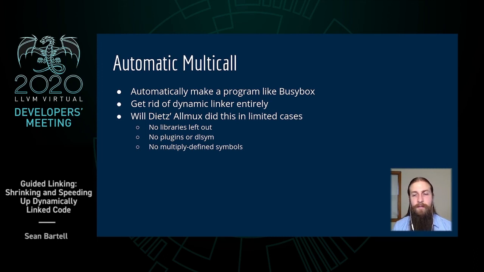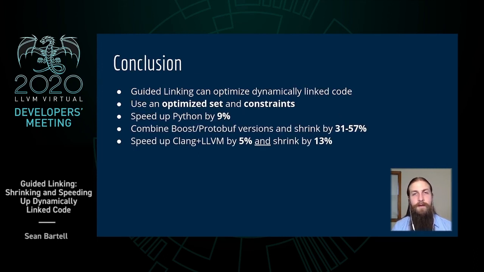In conclusion, we've shown that guided linking can be used to optimize dynamically linked code as long as you give it an optimized set of software and constraints on the dynamic linker. We've been able to speed up the Python interpreter by 9%. We can combine multiple versions of Boost or Protobuf and shrink them by 31 to 57%, and we can optimize Clang and LLVM to create a version that's both 5% faster and 13% smaller than our baseline.